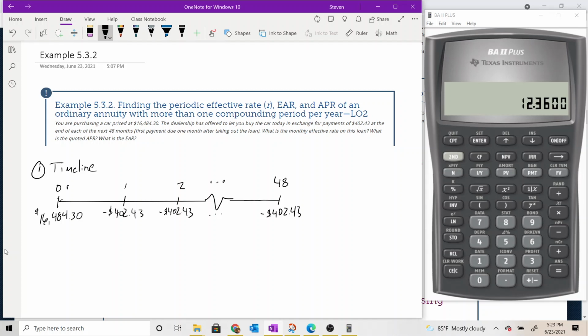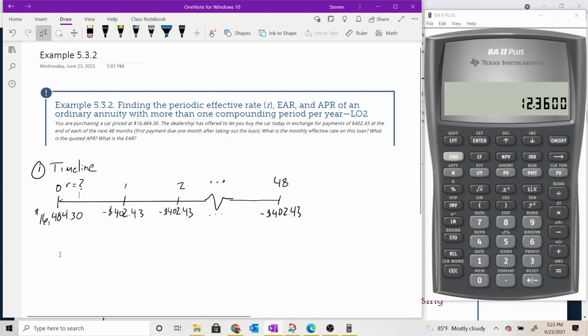And the one variable we don't know is the interest rate on this loan. So once we consider those cash flows, what is the actual interest rate that we're paying, both the effective monthly rate and the effective annual rate, and also the quoted interest rate on the loan, the APR.